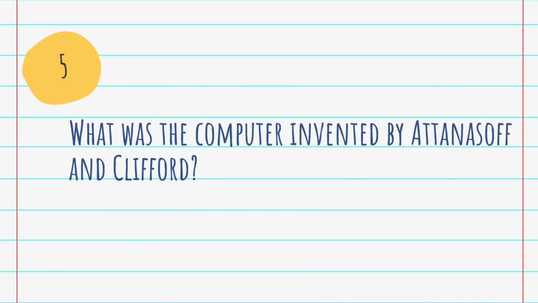Berry. Question number 5. What was the computer invented by Atanasoff and Clifford? Answer is ABC. As we have just seen, ABC was the computer invented, designed and built by John Vincent Atanasoff and his assistant Clifford E. Berry. So our correct answer is B, ABC.